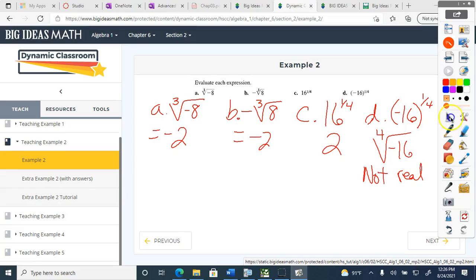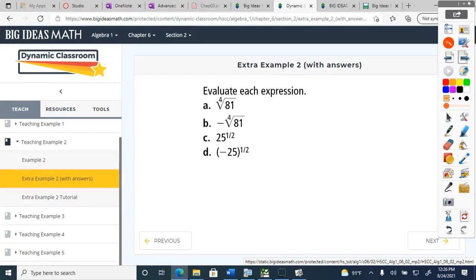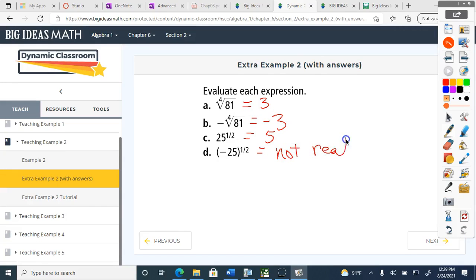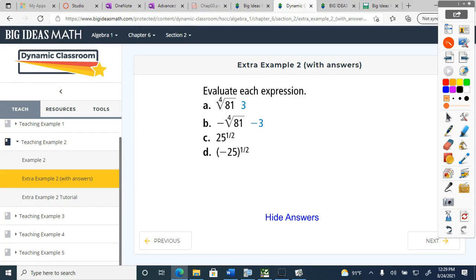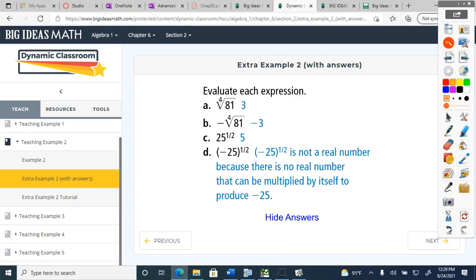All right, let's try a couple more. Try those 4. Again, I'll pause the tape so the video is not too long. So, for the first one, 3. What about the second one? Negative 3. 5. And error. So not what? Real. Not real. Or imaginary. Let's see how we did. Got that one right? Got that one right? Got that one right? Not a real number. Beautiful.